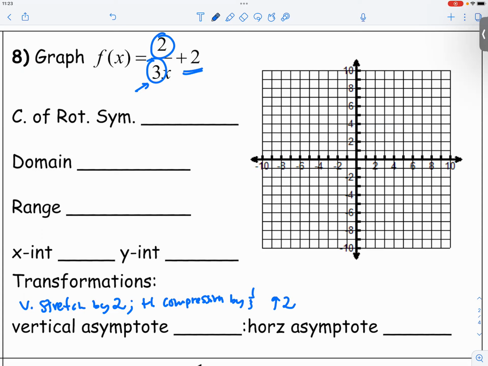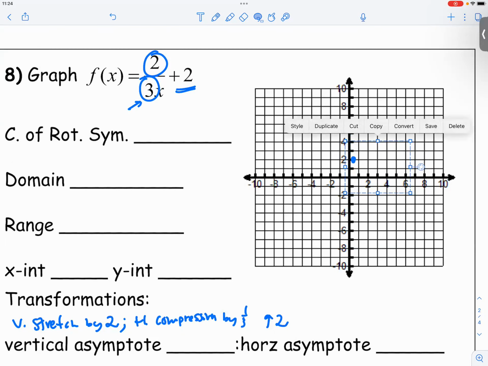Okay, so let's go ahead and put our first dot on the map. Now this is the original dot, but we're going to have a vertical stretch by 2. That means the y value is going to be multiplied by 2. And then horizontal compression means that the x value would be multiplied by 1/3. So 1 becomes 1/3. And then we're going to move up by 2. So if I have to label this point, it would be 1/3, comma 4.